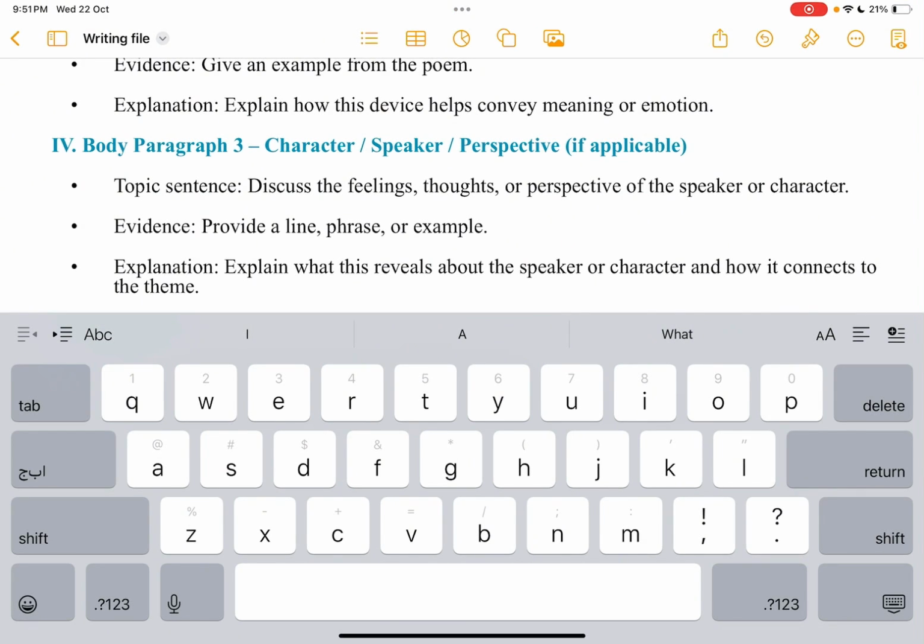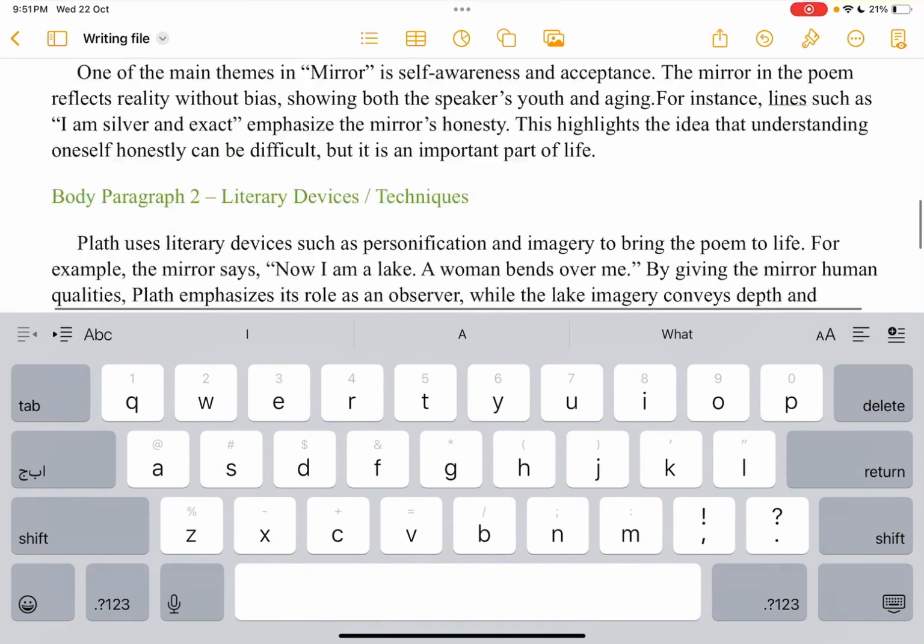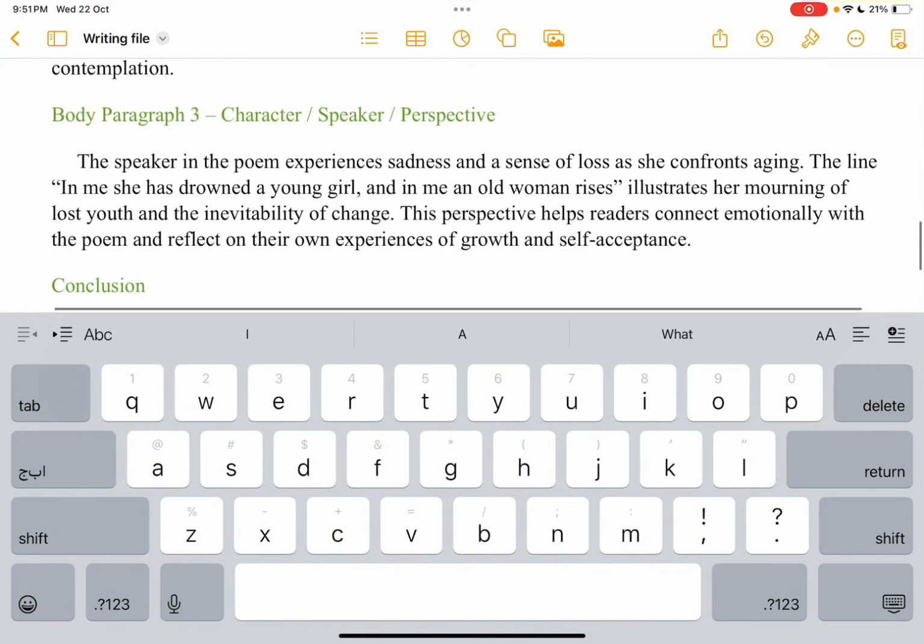The character, the speaker, the perspective, okay? So discuss the feelings and the thoughts and the perspective of the speaker or the character. Here you get to choose either the woman, the mirror, or the lake, okay? You will provide an example and you have to reveal something about the character and how it connects to the theme. Let us see what I wrote for body paragraph 3. The speaker in this poem experiences sadness and a sense of loss as she confronts aging.